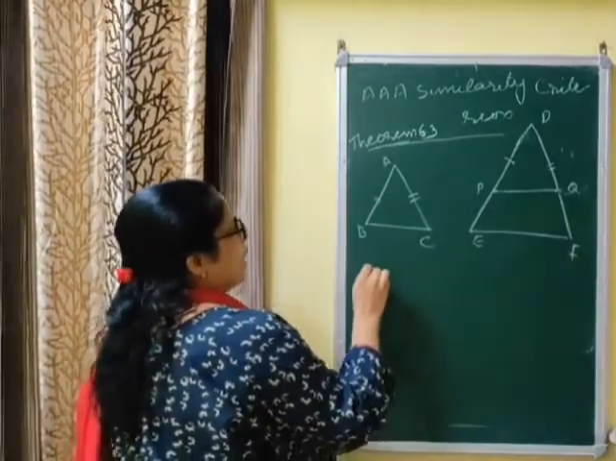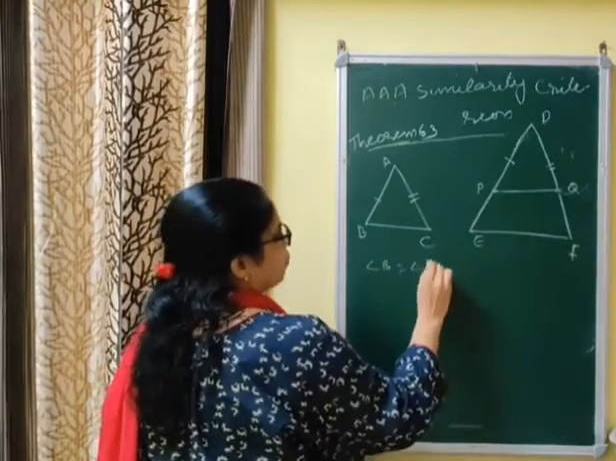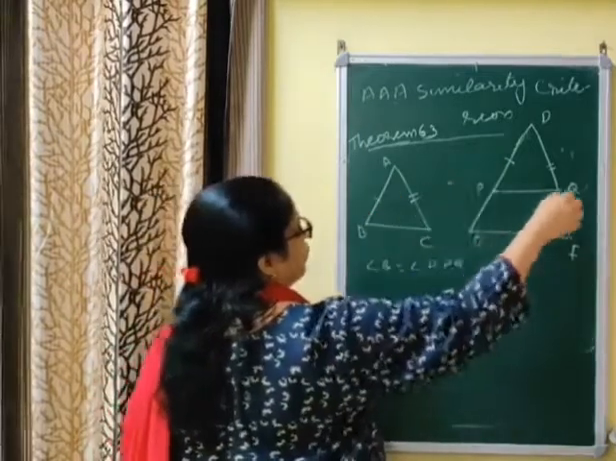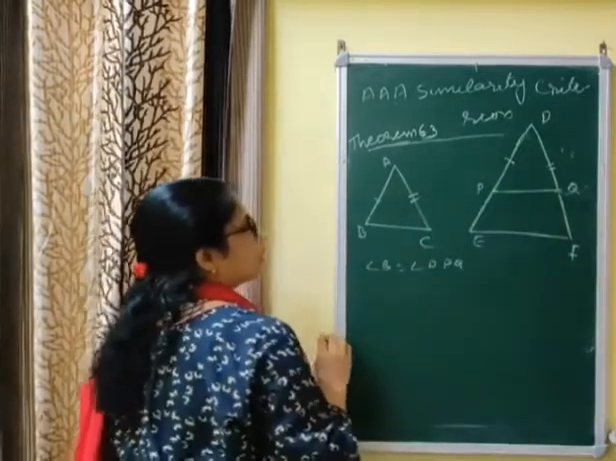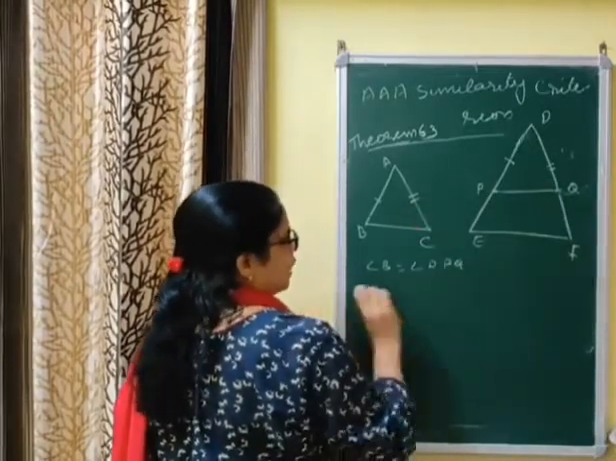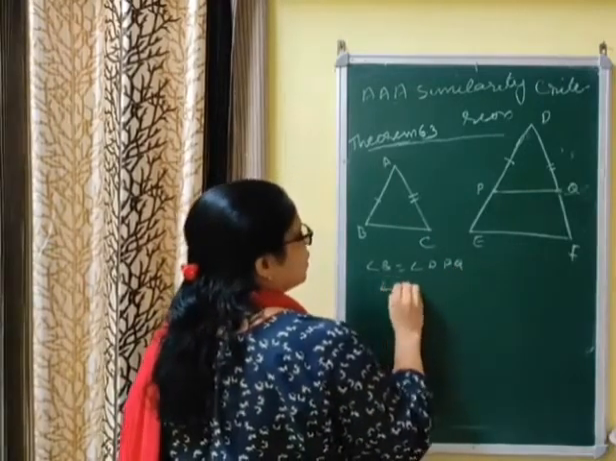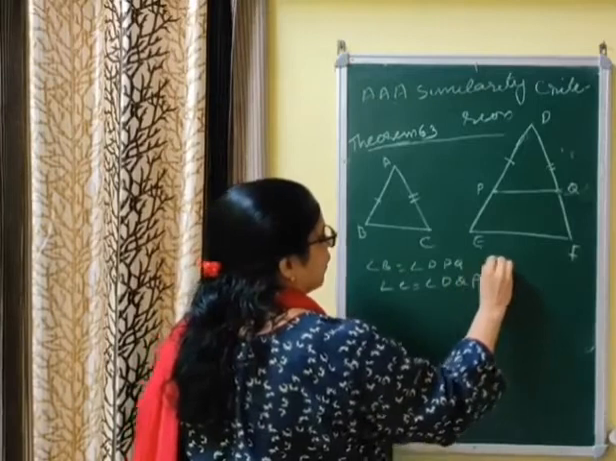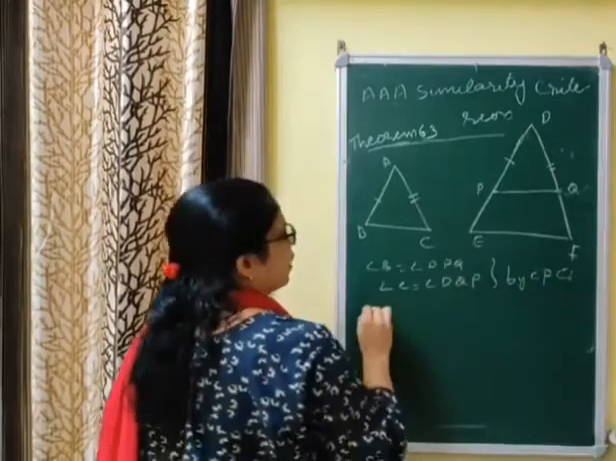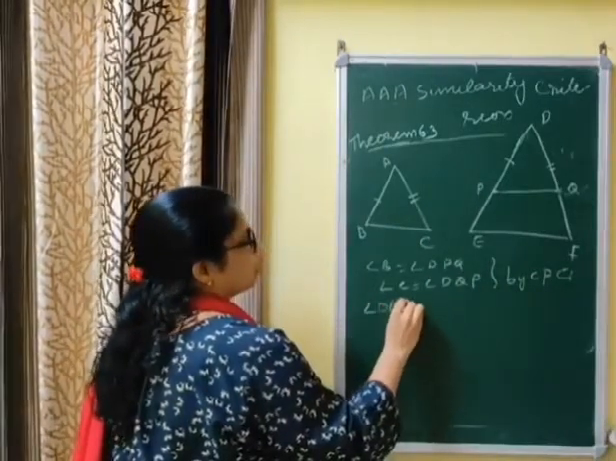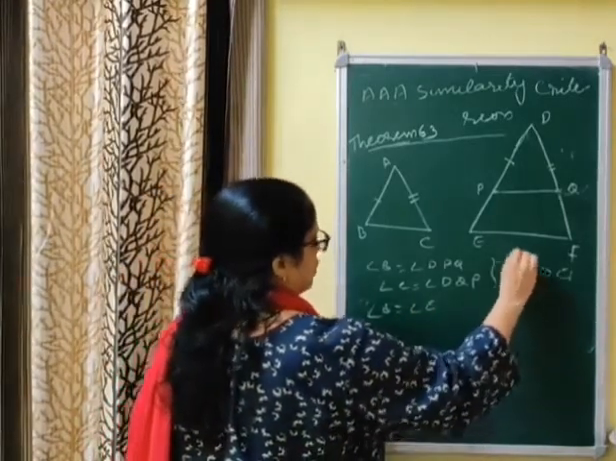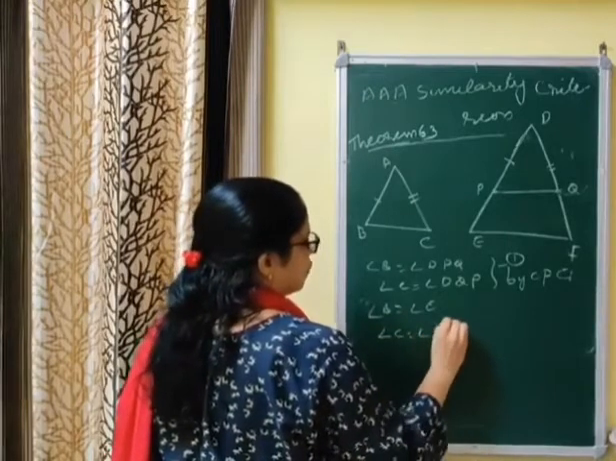That implies angle B is equal to angle DPQ. See, B and DPQ, in ABC and DPQ, B and P are corresponding angles, corresponding parts of congruent triangles. Similarly, Q and C are corresponding parts of congruent triangles, and angle C is equal to angle DQP by CPCT. B is DPQ, C is DQP. But you are given that angle B is equal to angle E. This is equation number 1. And angle C is equal to angle F. This is equation number 2.